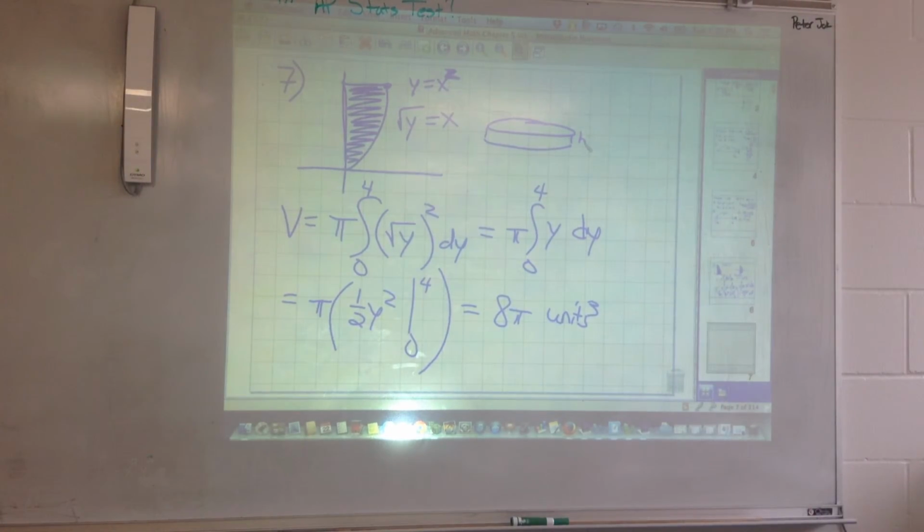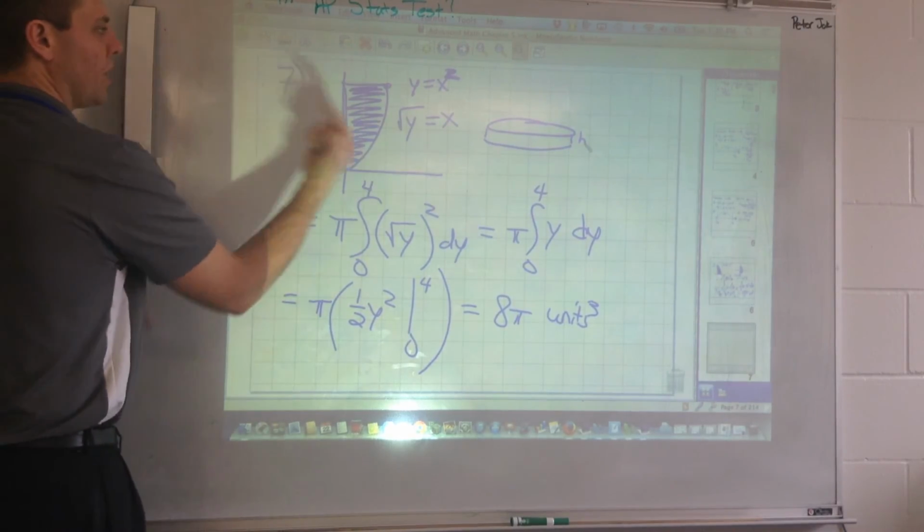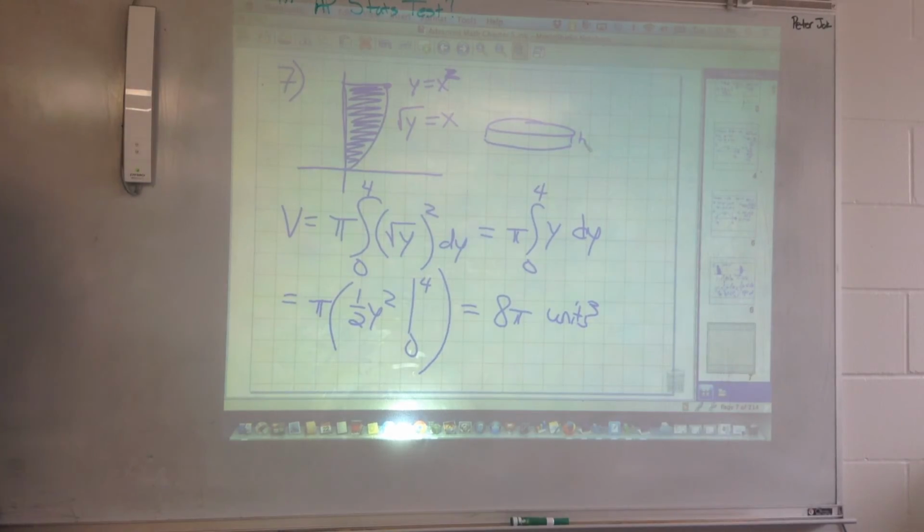Since it's being rotated on the y-axis, is that how we have to change it from the x-axis? Yes. Because we're rotating it around the y-axis, we had to write the function in terms of y.